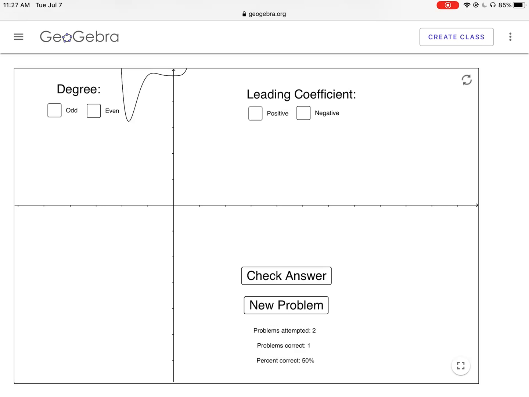Now you can't really see too much of the graph here, but based on what I can see, I can tell that on both ends we're heading up. So that tells me I'm even. And since they're both up, I'm a positive leading coefficient. Okay. So I want you to cycle through several problems on your own, work through those, check your answers until you feel you've got the concept down. Okay.